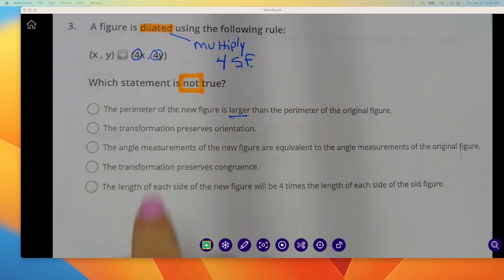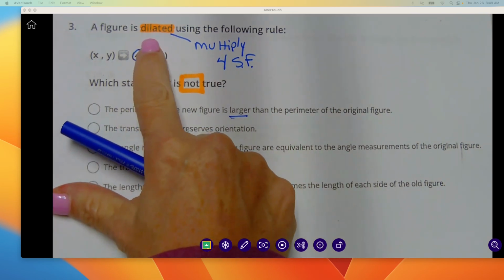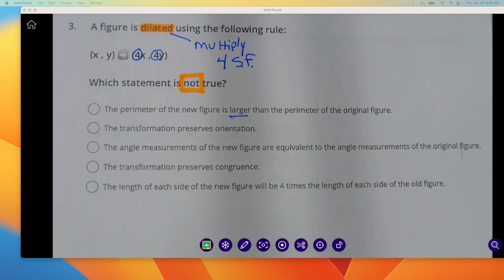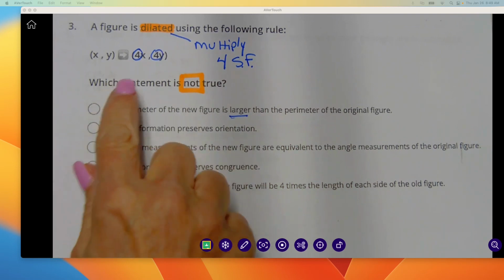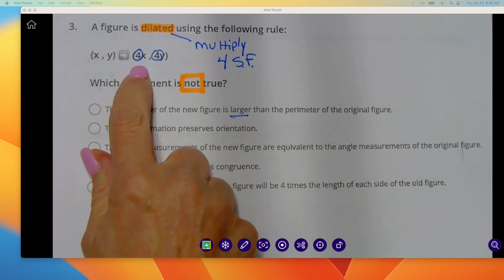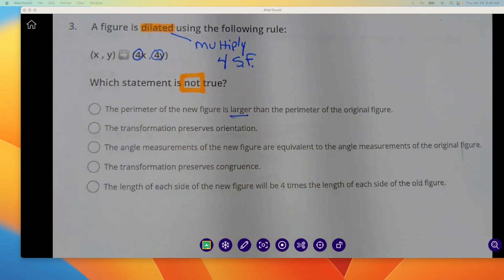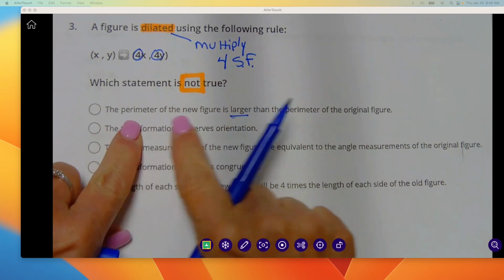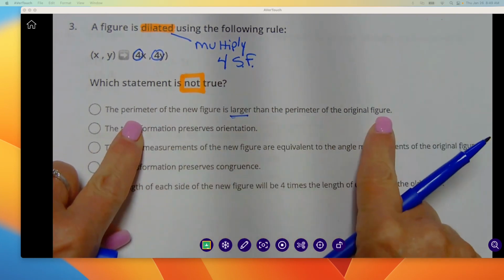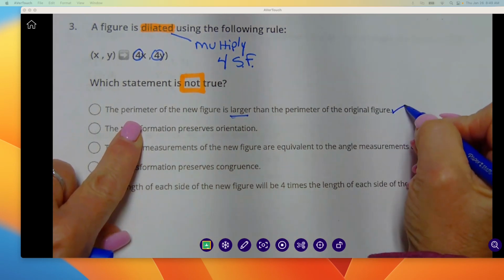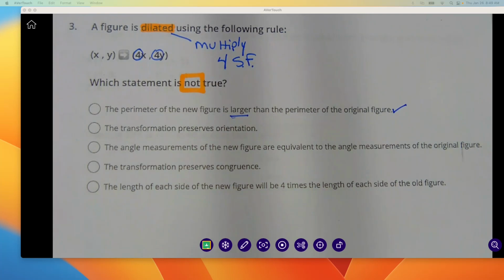Okay, well, let's think about it. We know with dilation, it's going to get either bigger or smaller. So the figure itself is changing, which means the perimeter is going to change and the area is going to change. Dilation is the only one that happens to. Looking at the rule, the scale factor is 4. That means the figure is getting bigger. If the figure is getting bigger, that means the perimeter is getting bigger and the area is getting bigger. So the perimeter of the new is larger than the perimeter of the original. That one is true, but remember, we're looking for the one that is not true.